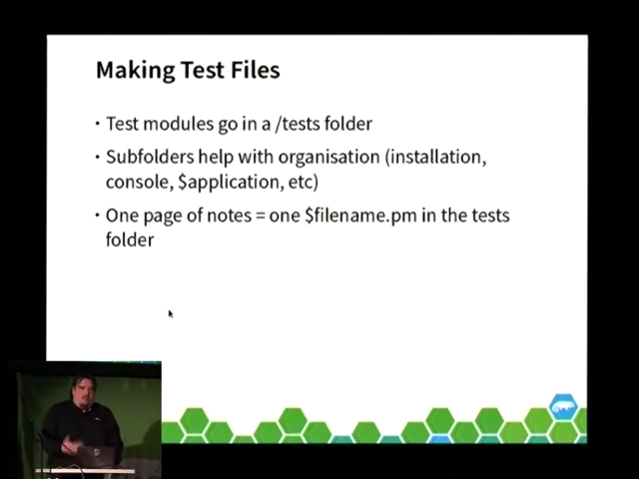Actually making the test files, as you saw there, we have a tests subfolder, and you can split it into further subfolders for splitting things up. So, for example, installation tests, console tests. If you have a really complicated application, it will probably make sense to have that with its own subfolder and keep all the tests in there. And then you just make one file, one file name .pm for each of those test modules that you've already defined on your notepad, ready to write code for openQA.